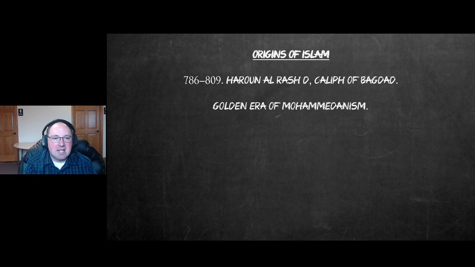In 786 to 809, Harun al-Rashid, Caliph of Baghdad, in what's called the Golden Era of Muhammadism, then you start to see an increase in the mathematics and the astronomy and what I would call cultural Islam, then coming from this time in which they had controlled Spain and Gibraltar and, of course, the Middle East, large portions of northern Africa, which had been a pillar of Christianity.